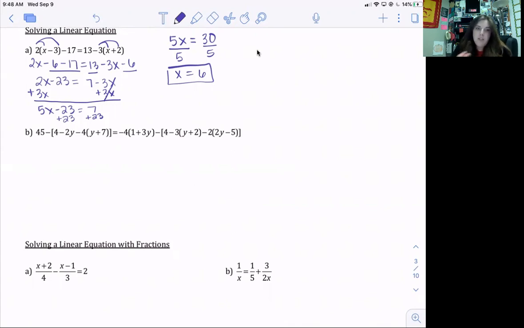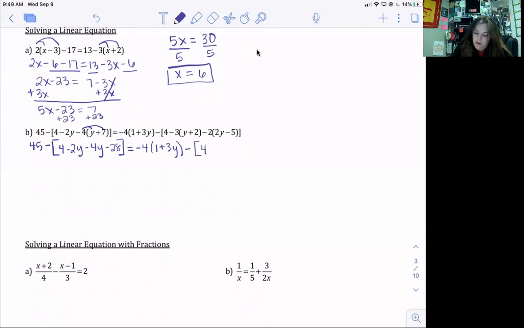So on the left-hand side, if we look inside the brackets, we want to start by distributing this negative 4 inside those parentheses. So 45 minus the quantity of 4 minus 2y, and then distribute. So negative 4 times y gives us negative 4y, and negative 4 times 7 is negative 28. Now on the right-hand side, I'm going to wait to distribute this. You can distribute it on this first step if you want, totally up to you. But I want to work inside of these brackets.